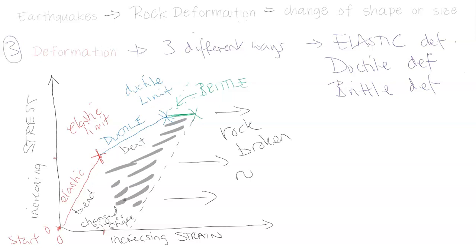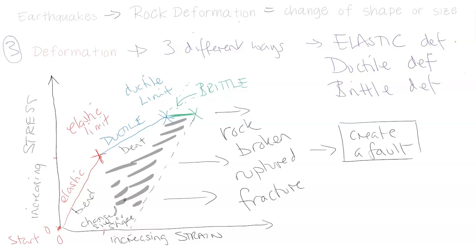It's broken, it is ruptured, okay? And we call this a fracture. The rock has fractured, has broken, okay? And if you get a consistent fracture through the rock, what happens is you create a fault line. Just don't forget, you create a fault, which looks like this.